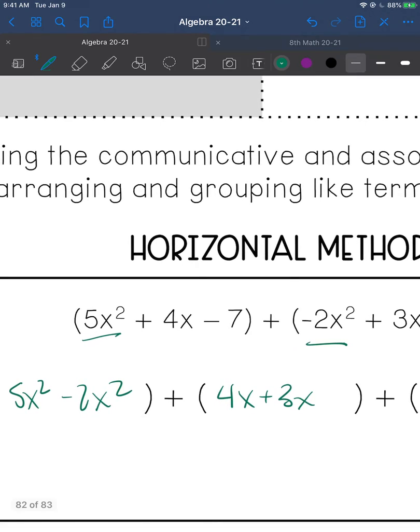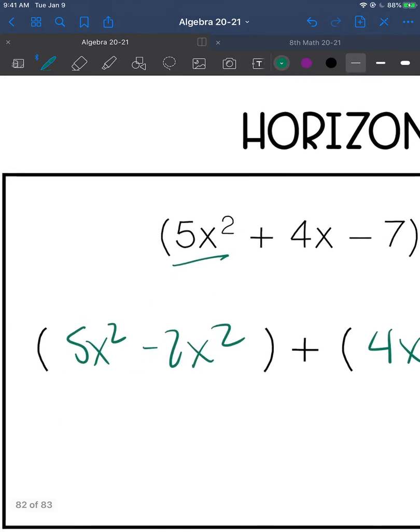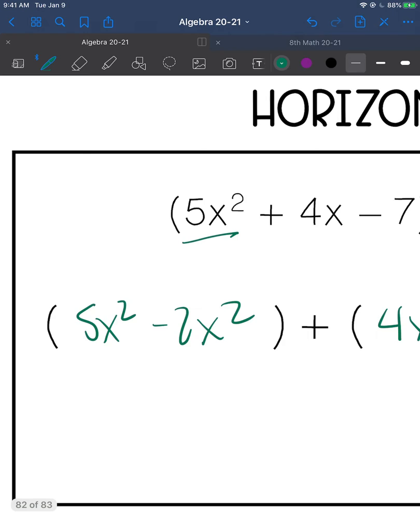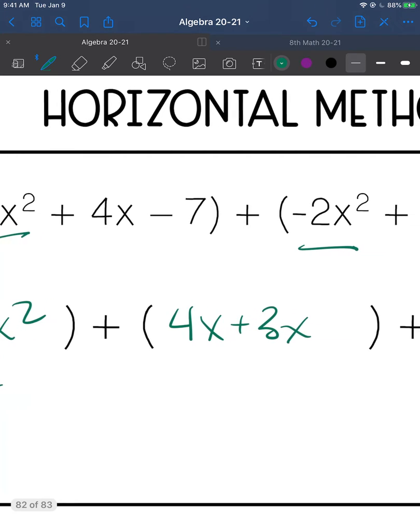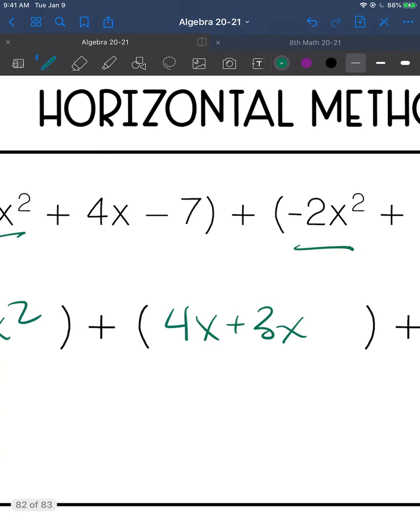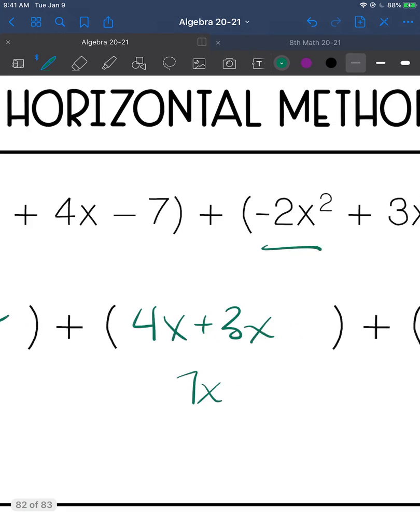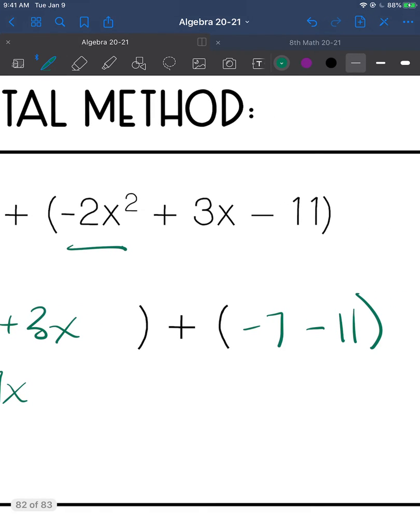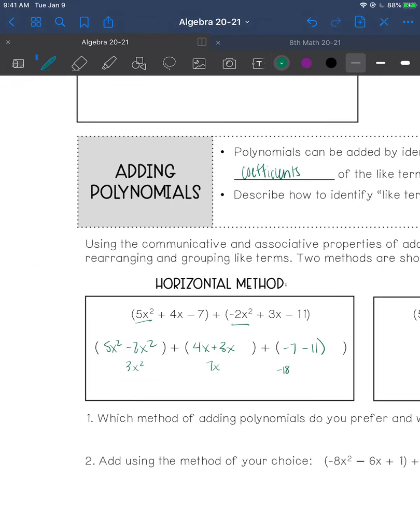So, we've combined like terms. Now we just add the coefficients. What's 5 minus 2? 3. 3x squared. 4x plus 3x. What's 4 plus 3? 7. Negative 7 minus 11. That's negative 18. So we have 3x squared plus 7x minus 18.